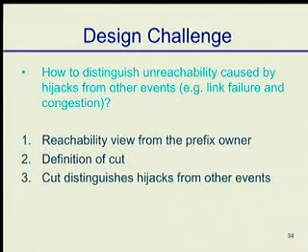So our challenge is basically how do we distinguish reachability problems caused by hijacks from other events? Because you could have a reachability problem due to, for example, congestion, or packet loss due to physical failures or link failures. So we essentially build a reachability view from the prefix owner's perspective, and we develop this concept called a cut. A cut essentially identifies a way to distinguish hijacks from other events.